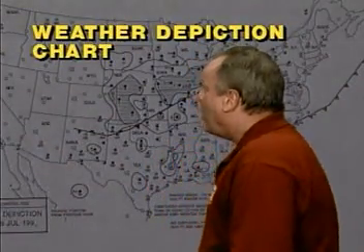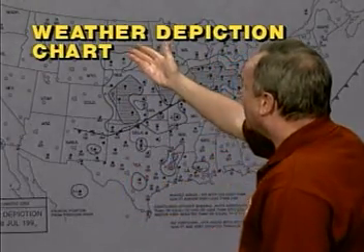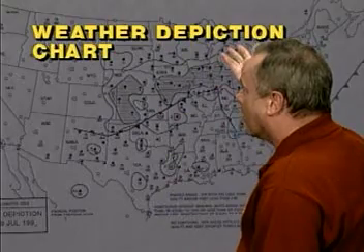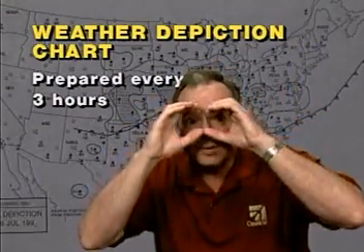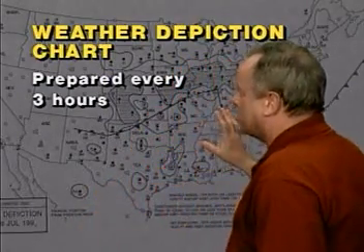Let's take a look at another very useful tool, a weather picture that gives you at a glance VFR, marginal VFR, and IFR weather, and that is the weather depiction chart. Just like the surface analysis chart, it's prepared every 3 hours. Now notice, this chart depicts the weather that was actually observed, actually happening at the time of the observation. It's not a forecast chart.